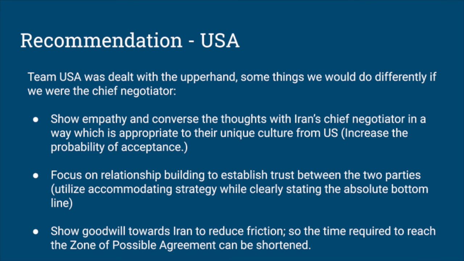Our recommendation is this: the USA has been a major player since decades ago, and so was dealt the upper hand. There are some things we would do differently as chief negotiator. We'd show more empathy and converse with Iran's chief negotiator early on, way before the 2013 negotiations, and try to be more sympathetic to Iran's point of view in terms of culture. We would focus on building more trust between both sides, because new leadership has new viewpoints and we're facing different times. We would use the accommodating strategy while also making our absolute bottom line obvious, but earlier on rather than leaving it until 2013.